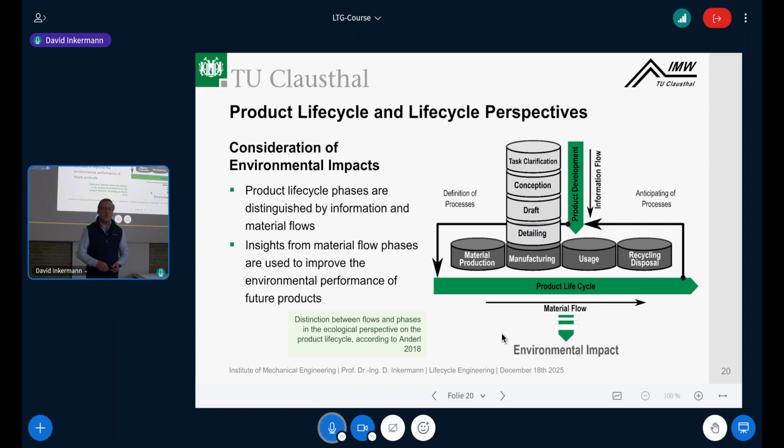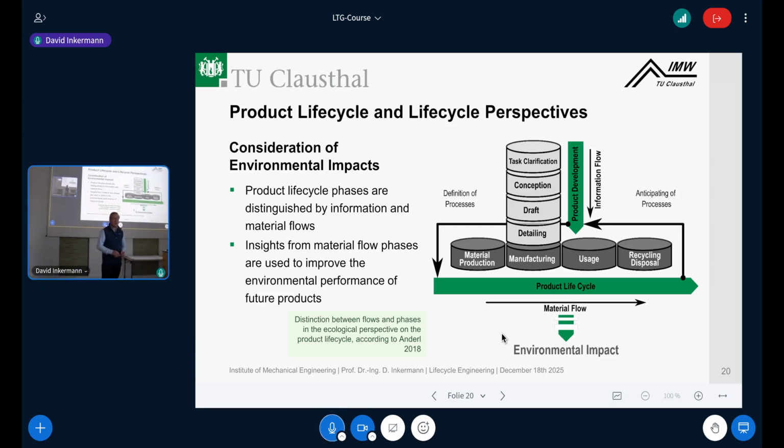On the other hand, we have this material flow, that's the horizontal line. This material flow starts with material production, and then it is used within the manufacturing, and for sure, in case of a physical product, there's a usage phase, but also a recycling and disposal phase. The basic idea is that we have to define those processes. That is what we are doing when designing the product. And on the other hand, we also have to anticipate the product: what is the amount of material, what is the emission a product causes during the use phase, yes?